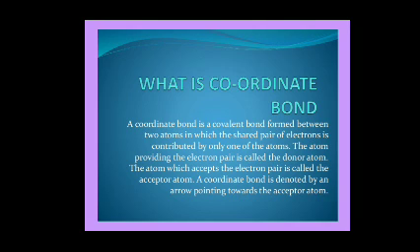The atom providing the electron pair is called the donor. The atom which accepts the electron pair is called the acceptor. A coordinate covalent bond is denoted by an arrow mark towards the acceptor.